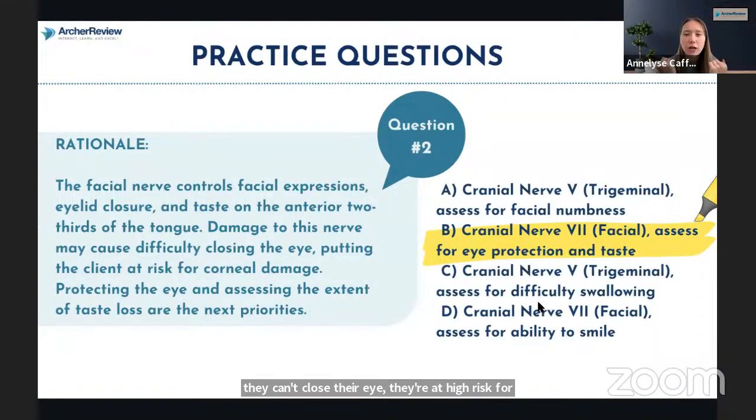When we blink or we close our eyes, it really lubricates our eyes. So it keeps our eyes wet and prevents dryness. One of the most important things you worry about in a client who can't close their eyes is that eye drying out and becoming damaged. So ability to smile, they may look a little funny. Their smile may be asymmetrical because of the damage to that nerve. That's okay, but we worry more about the eye and them losing sight in that eye. So a lot of times we'll use eye drops or we'll tape that eye shut if they can't close it themselves. And so assessing for eye protection is going to be the most important assessment to follow up with.